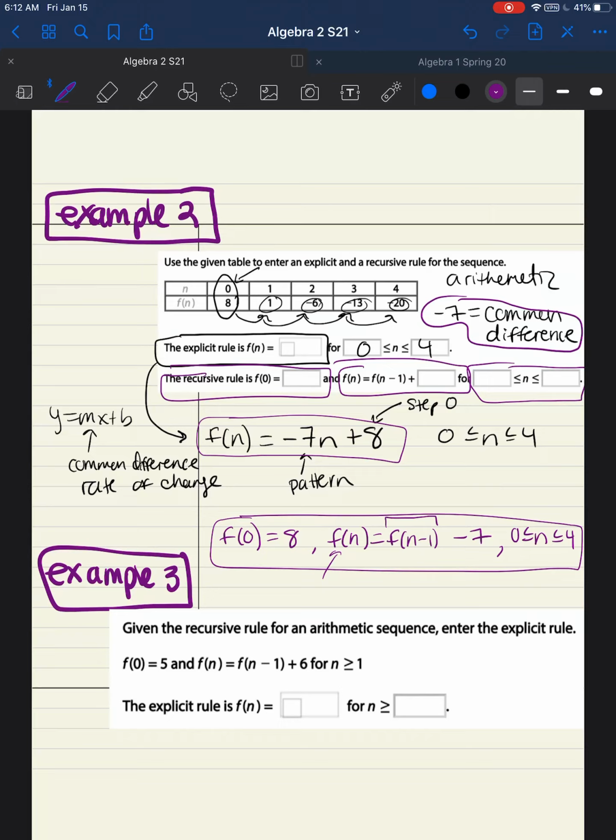Example 3 is going to be the same as well. It's very nice that they gave you step 0. So pause the video and see what you can come up with before I give you the answer. Alright, if this is our initial step, that's going to be our starting value, and here the recursive notation is telling us we're adding 6 every time, so that's our common difference.